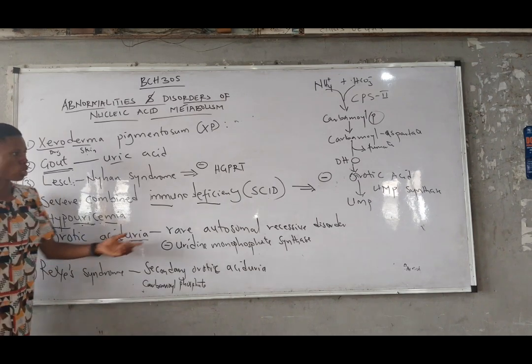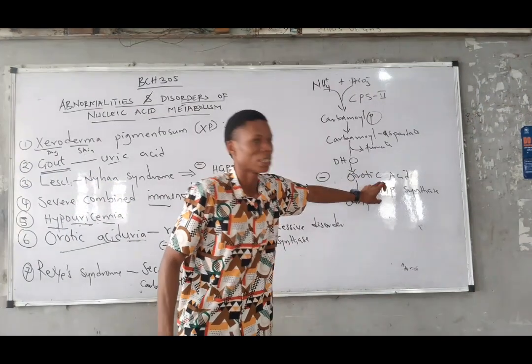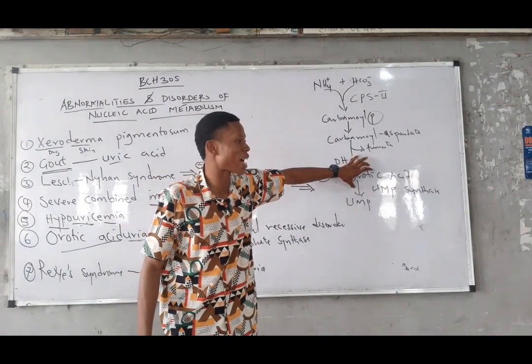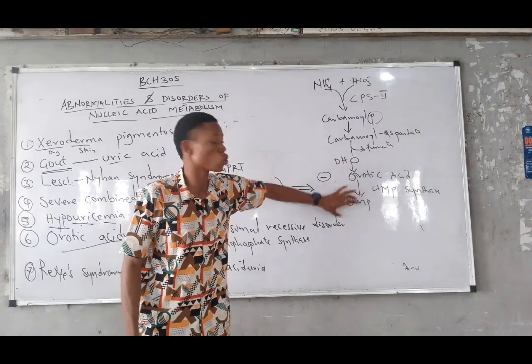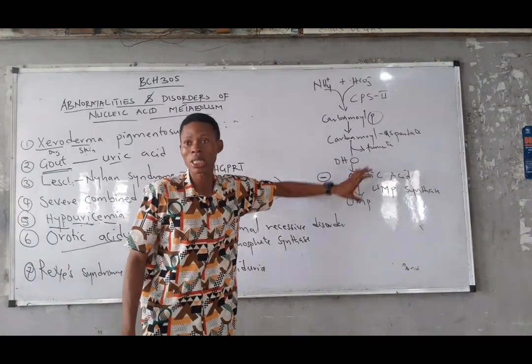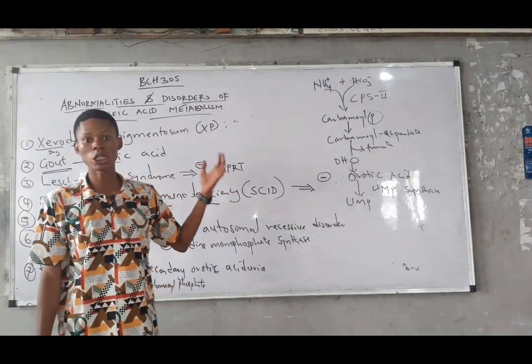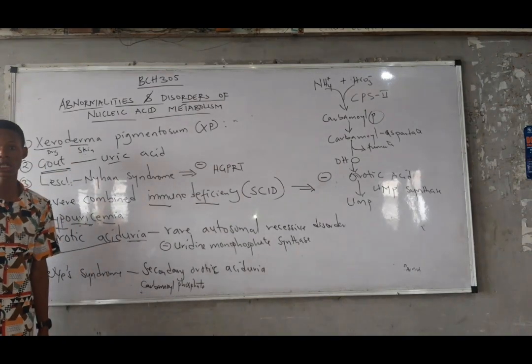Orotic acid in the urine, because this enzyme that is involved in the conversion of orotic acid to uridine monophosphate is deficient. And so it cannot be converted to this. And so this will accumulate and be excreted in the urine, causing the condition called what? Orotic aciduria.